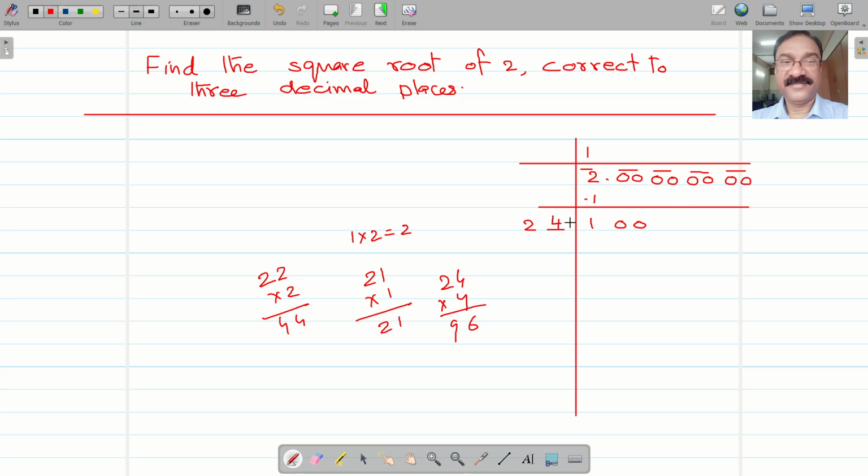4 is written in the quotient, making it 1.4. 96 is subtracted from 100. We get 4 here. Now write down the next pair, which makes the number 400.